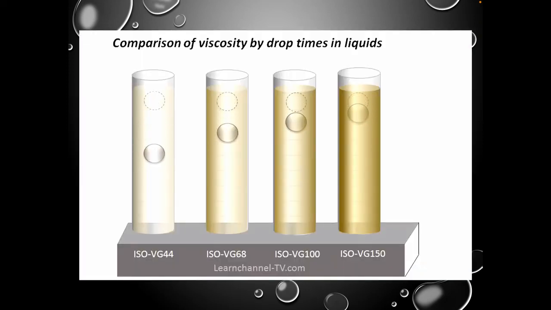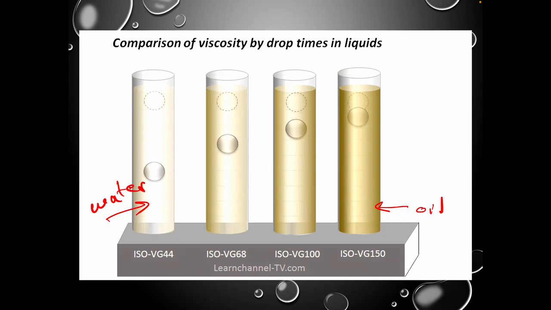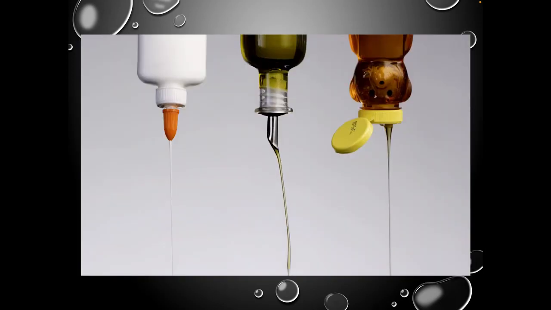Look at another example. The liquid with high viscosity prevents the sliding of the object inside it easily. I think that the object takes a longer time in this. This is like oil. This is like water or alcohol. Next one, look at this. High viscosity means that the liquid moves with low speed. This is about high viscosity.